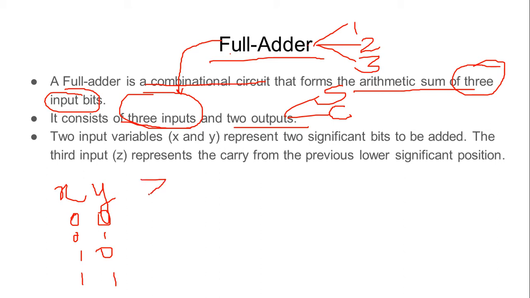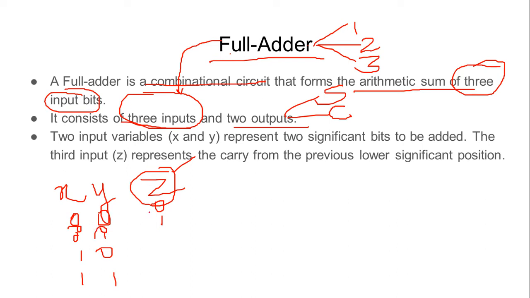Now we are introducing a third variable. What is this third variable? This third variable is some previous input on which addition was done and some carry was generated there. Normally that carry will be taken to this z. So if that particular value is taken here, it could be either 0 or 1, right? That's why we are considering two cases.